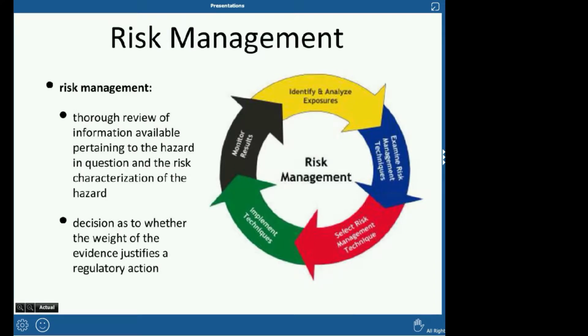So how do we manage risk? There's a few things we do. We look at all the information pertaining to that hazard, and then the risk characterization, and then we see if the weight of evidence justifies regulatory action. For example, seatbelts, right? They've looked at how dangerous it is to drive without a seatbelt and how dangerous it is to drive with a seatbelt, and so now seatbelts are the law.